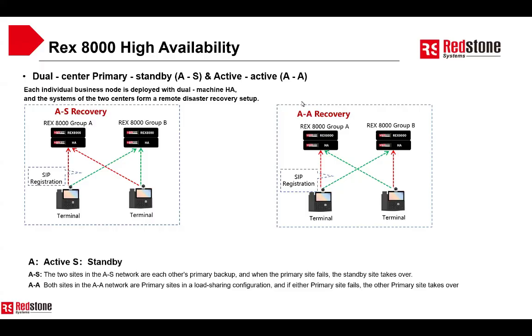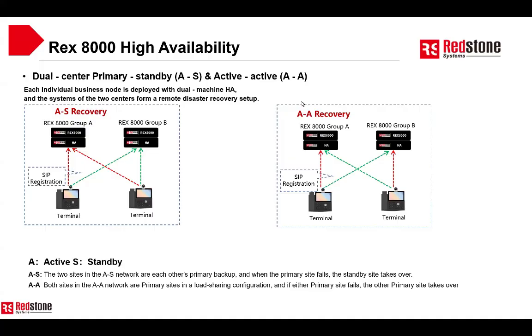For example, option one, we call it the preemptive mode. You can also call it primary reclaim mode. What does it mean? Listen carefully to me: center A has the higher priority. So when A fails, the traffic will switch to B, right? But when A recovers, the users will automatically switch back to A, because A has the higher priority.